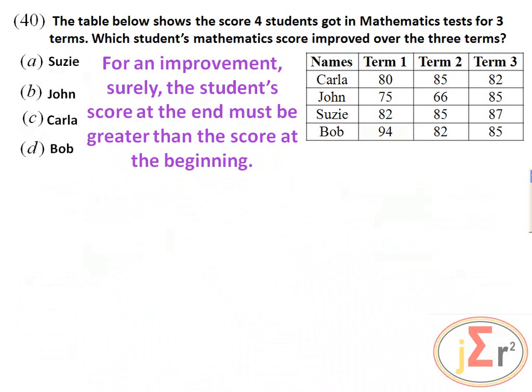Which student's mathematics score improved over the 3 terms? For an improvement, surely the student's score at the end must be greater than the score at the beginning. Is that right? Yes. The score at the end must be greater than the score at the beginning. What do we notice?